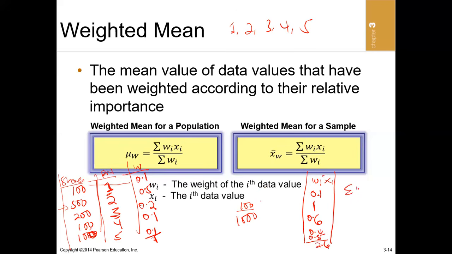So summation WiXi over summation Wi. The summation of WiXi is 2.6. Then the summation of the weights is 1. If you sum all these weights, you get 1. So the weighted mean is 2.6. So normally we use the weighted mean when the figures do not have equal importance, as I've demonstrated here.